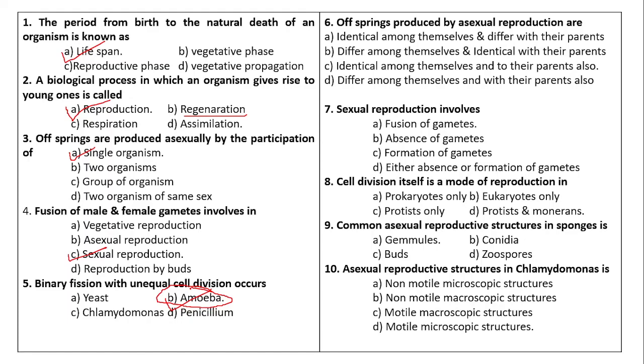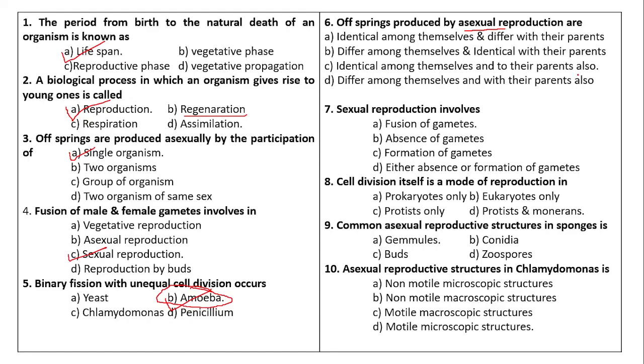So read the question carefully. Offsprings produced by asexual reproduction. Here they have clearly mentioned asexual. Asexual reproduction means the offsprings which are produced are called clones. When can they be called clones? They should be morphologically and genetically identical to their parents. So that is why option C, identical among themselves as well as to their parents.